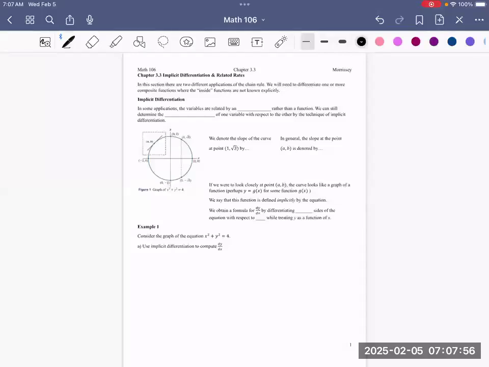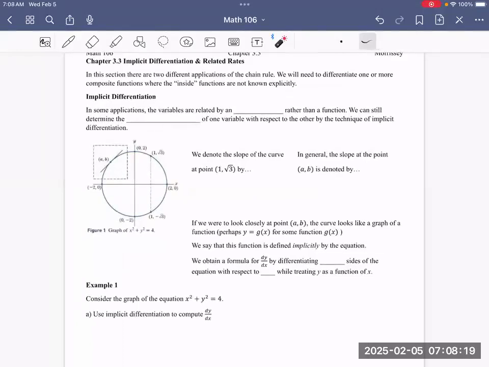Welcome to Math 106, Chapter 3.3, where we're talking about implicit differentiation and related rates. Because this is going to be a bigger section, we are going to be splitting it into two parts. Part one, where we will focus on implicit differentiation, and then our next video will be on related rates. In this section, there are two different applications of the chain rule. We will need to differentiate one or more composite functions where the inside functions are not known explicitly.